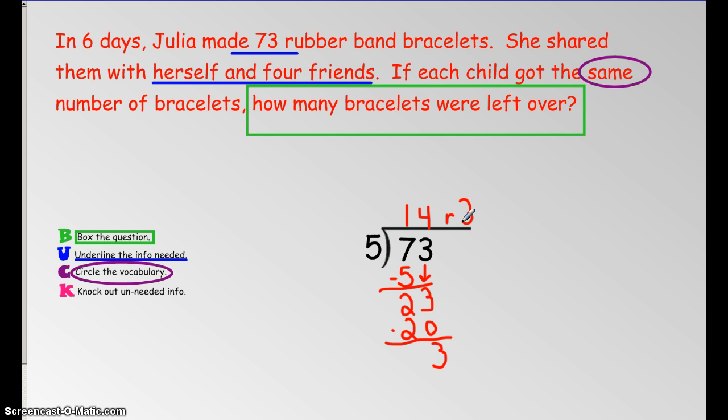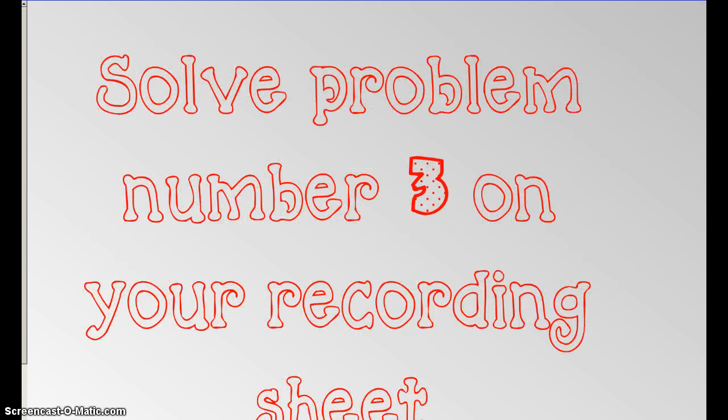How many bracelets were left over? If each child got the same number, each child would get 14. So how many bracelets were left over? That's right, there were 3 bracelets left over. Okay, boys and girls, go ahead and solve number 3 on your recording sheet. And when you get done, hit play and come back.